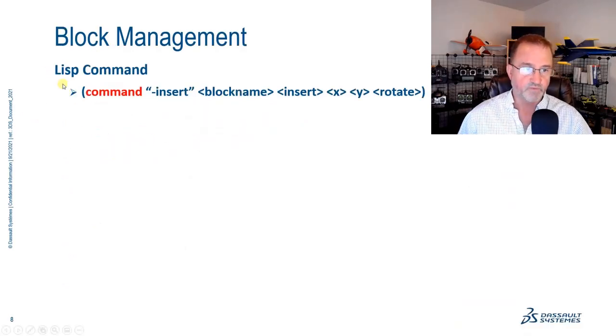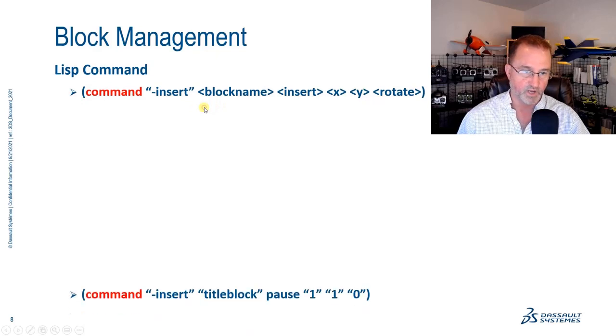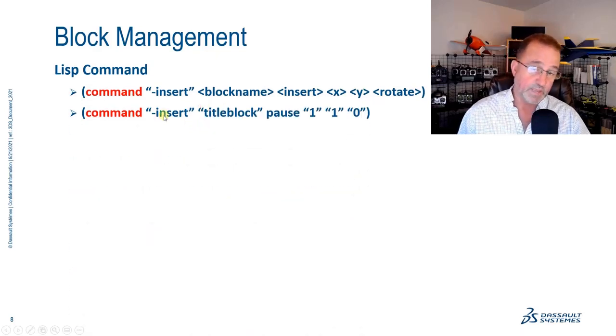Now, if I look at the command sequence that I'm going to use for inserting a block, what you'll find is, first of all, we use a -insert function, which presents the command without the dialog box. We have to present the block name for that block, the insertion point, an X factor, a Y factor, and then also a rotation. So this is pretty much the sequence we use when creating a Lisp function to insert a block.